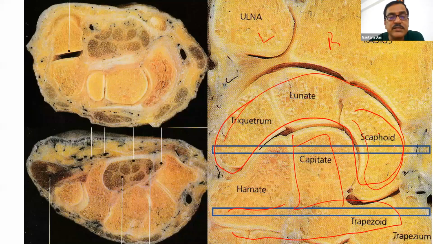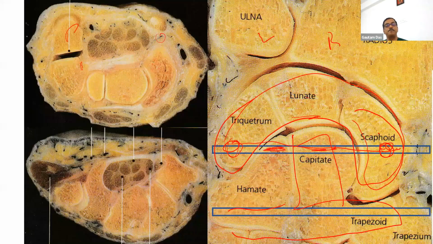So here again, this section is the proximal carpal tunnel. This side is your scaphoid, this side is your pisiform, and the bones you can see: sometimes a little bit of trapezium is also seen on ultrasound, and hamate, this is your capitate, and this is your scaphoid.